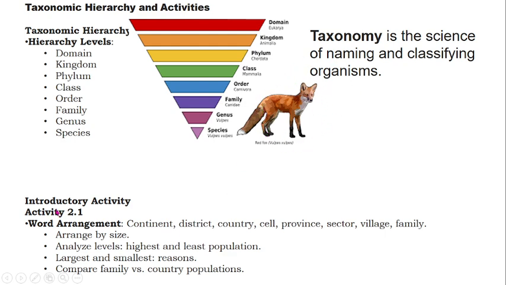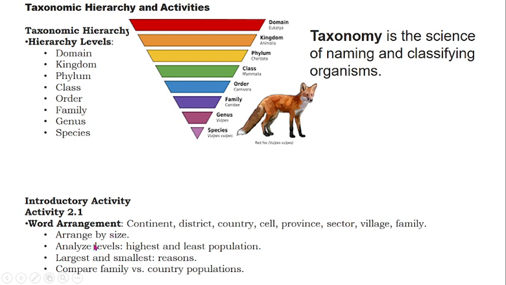So here there is an introductory activity. For instance, there is a continent, district, country. Here they just said province, sector, village, and family. My task is to ask you, can you arrange these by size?